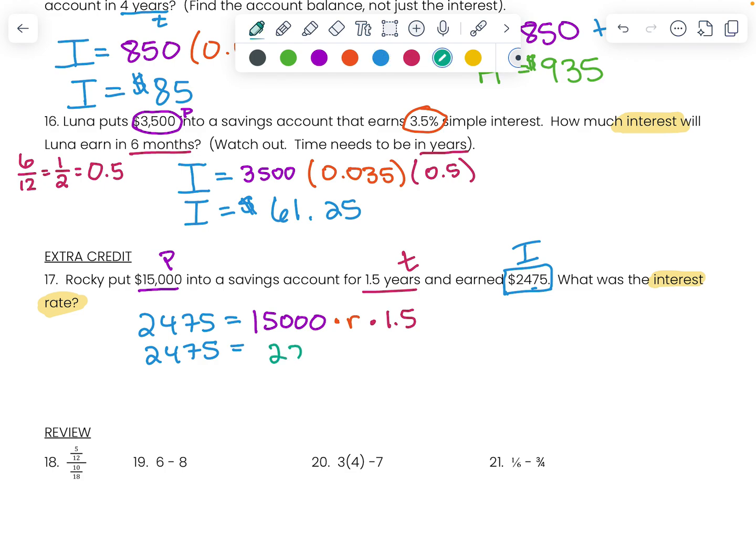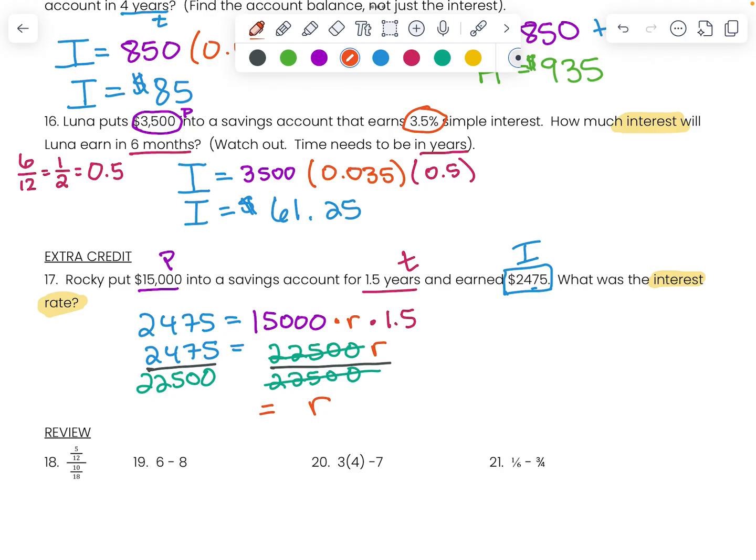So 22,500, and then we have the R value. But we want R by itself. We want it to have a coefficient of 1. So what are we going to do? We're going to divide both sides by the number that is sitting in front of the R. So we want to get rid of the number sitting in front of R. 22,500. So when I do that, this cancels with this, and I get the rate equals.